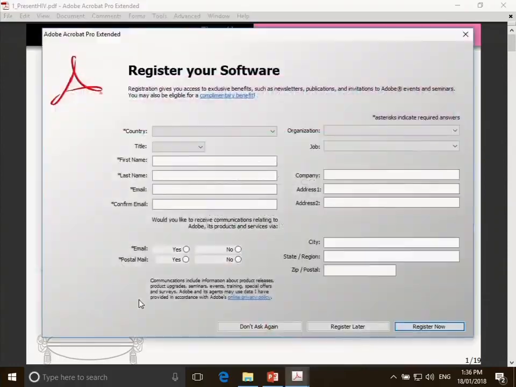Yes, we don't have a full room. It reminds me of one of my statistics lectures, so I feel at home. Oh, what's this? I'm registering my software here.